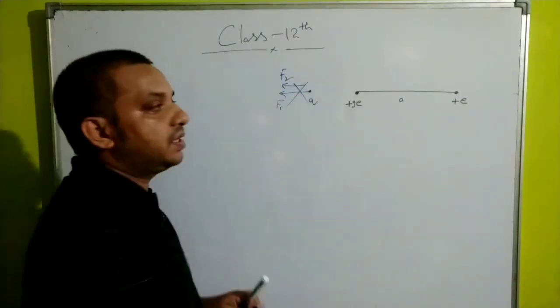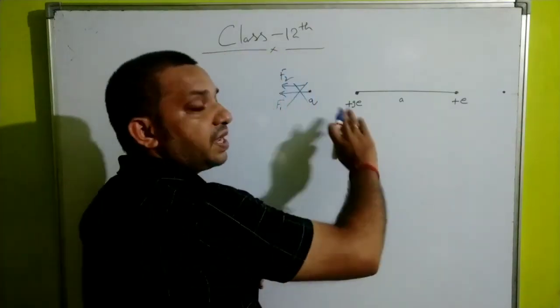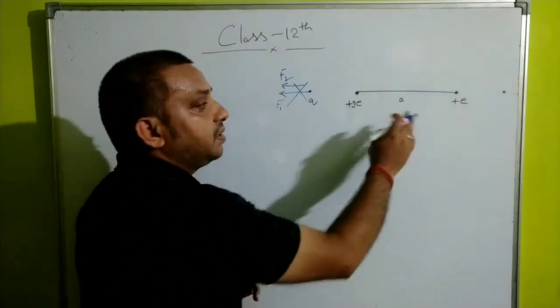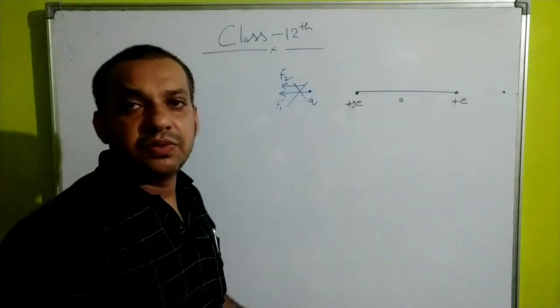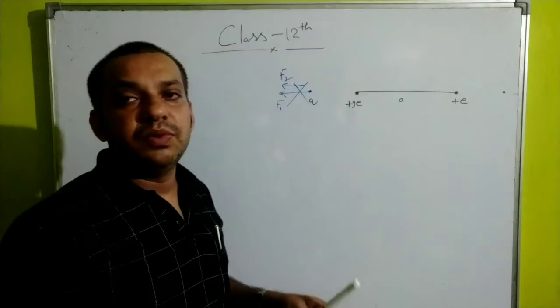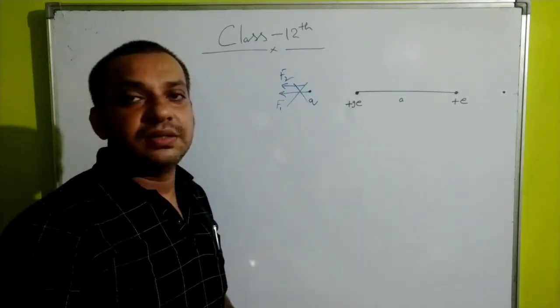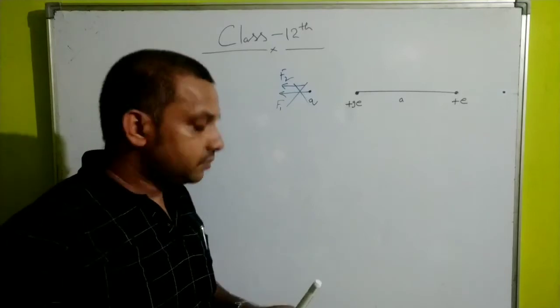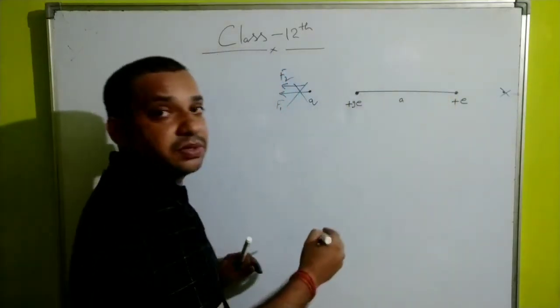Similarly, if you place the third charge here, because of this plus 9e the direction of the force is in that direction, and because of this plus e you will get a force in the same direction. Again you will get a net force in that direction, the charge will move, and the third charge will not be static. So this case is also not practically possible.